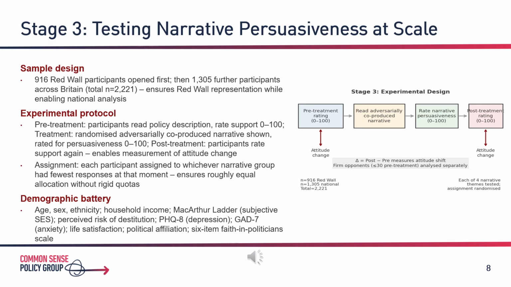Second, it enables identification of subgroups by initial support level: lovers, greater than or equal to 70, haters, less than or equal to 30, and those in between, whose responsiveness to the narrative treatment may differ systematically. The randomized assignment to narrative condition is what allows causal inference about narrative effects. Because participants are randomly assigned to receive one of the four narrative types, any difference in post-treatment support between groups can be attributed to the narrative rather than to pre-existing differences between participants.